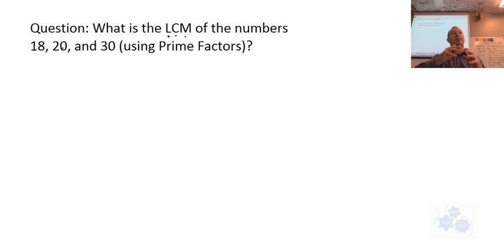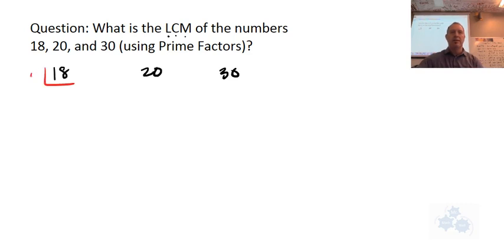So instead of listing multiples times 1, times 2, times 3, times 4, times 5, times 6, and keep going and writing that list down on your paper, we're going to use prime factors. We're going to use the factors. So the first thing we have to do is factor these three numbers. This is going to go real quick. You're going to love it.